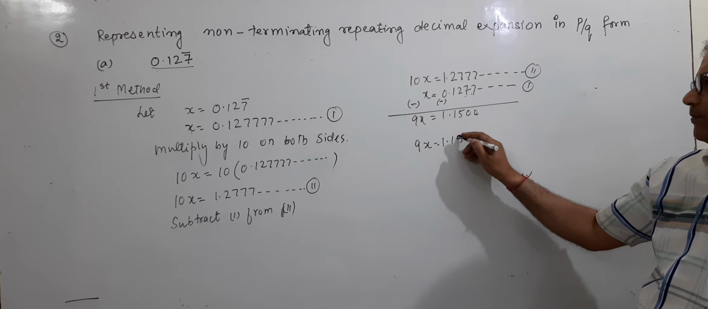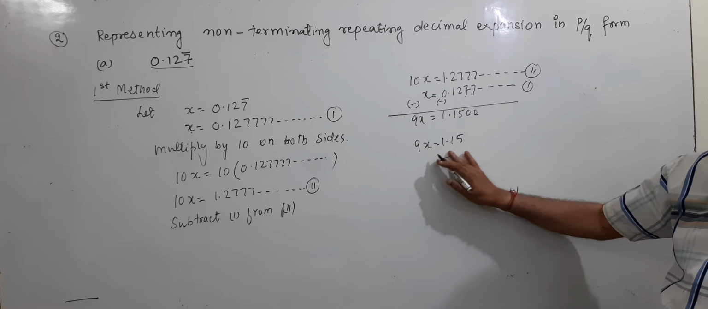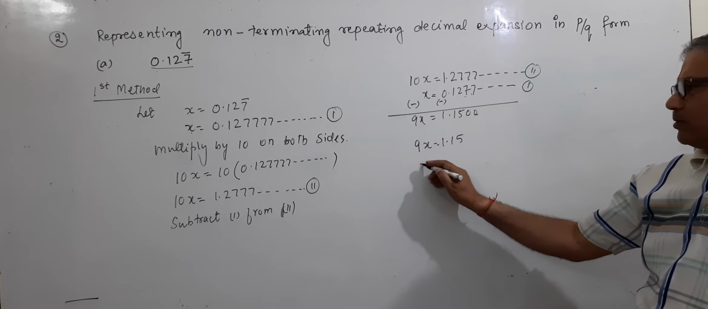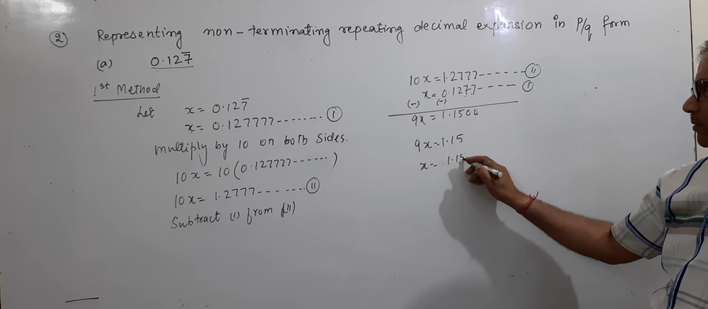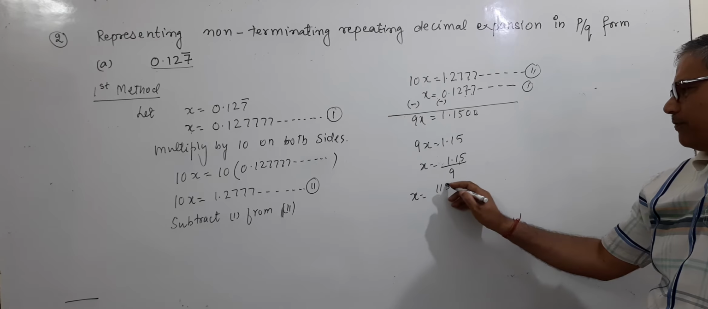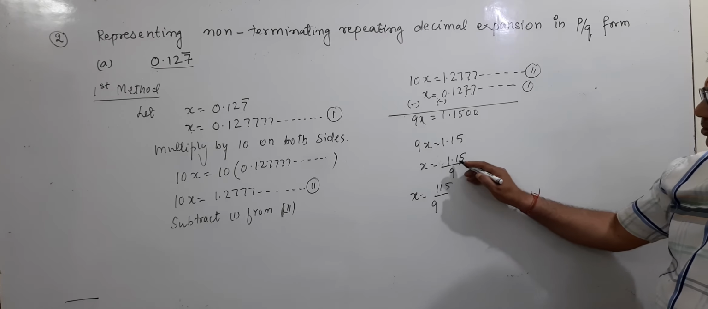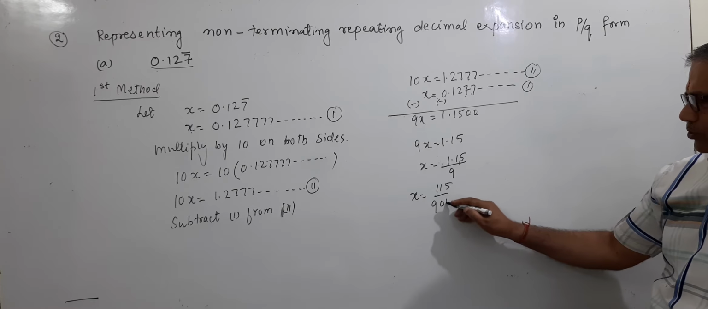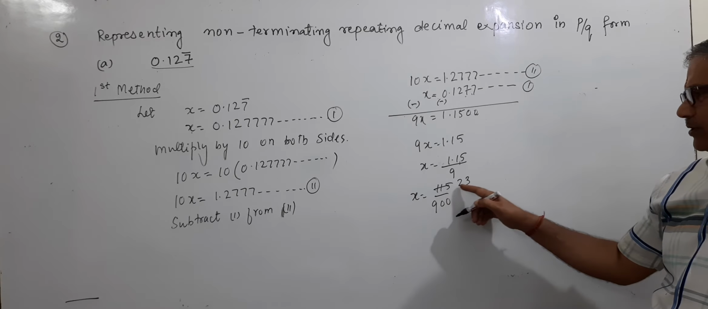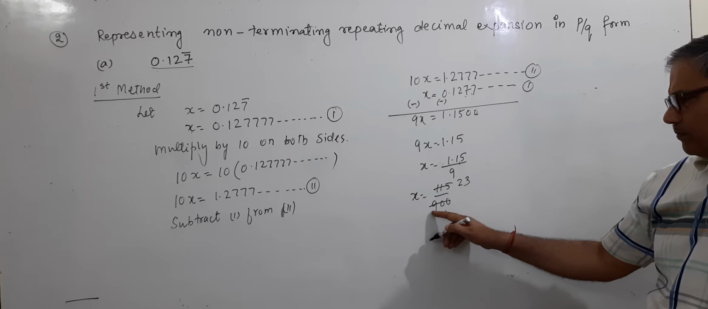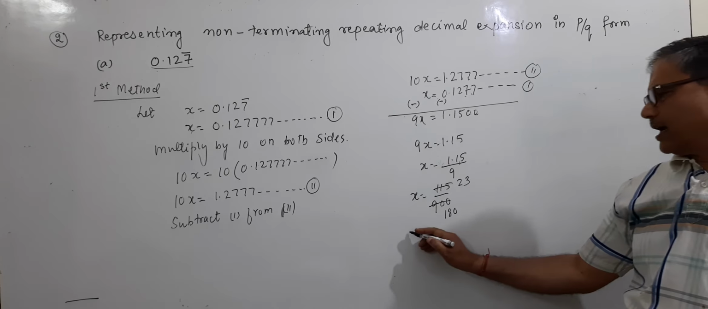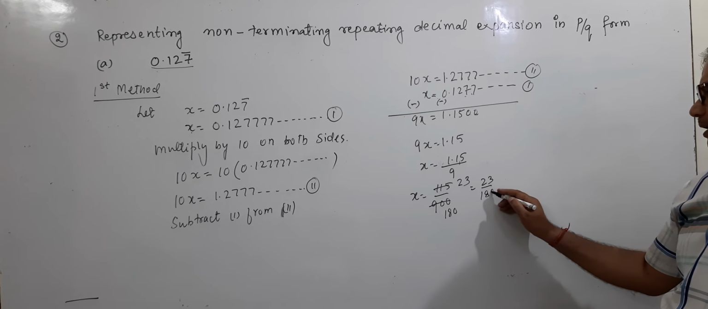9x is equal to 1.15. Here 9 is multiplied by x, so when we transfer it to the right it will be divided. So x is equal to 1.15 upon 9. Now what is your answer? x is equal to 115 upon 9. And now how many zeros? After the decimal there are 2 digits, so I have to put 2 zeros. After that we have to simplify: 5 2s are 10, 5 3s are 15, 5 1s are 5, 5 4s are 20, 5 8s are 40, and this will be 0. I think there is no simplification after that. Then x is equal to 23 upon 180.